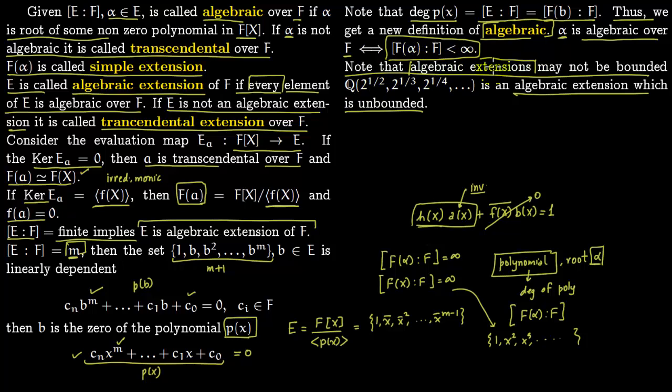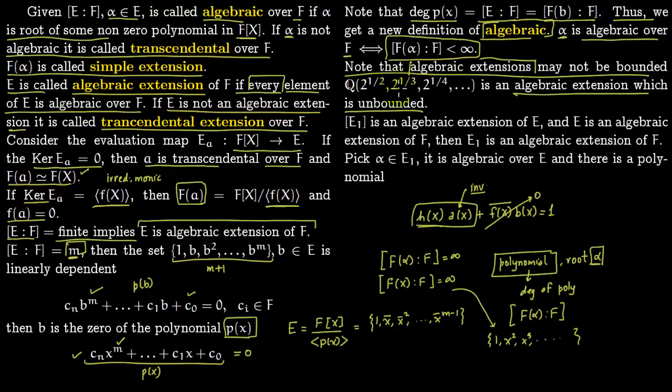So this is a point of confusion, the difference between algebraic and algebraic extension. An algebraic extension has every element algebraic, so there are a large number of elements. Now we do another theorem: algebraic over algebraic is algebraic. So E1 is an algebraic extension of E, and E is an algebraic extension of F. Then E1 is an algebraic extension of F.